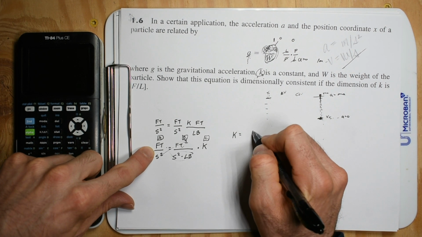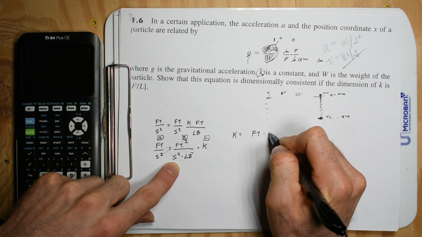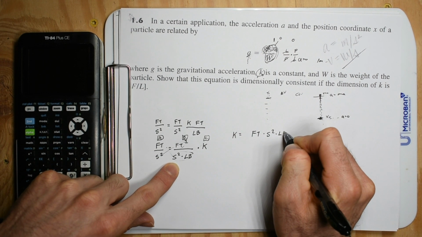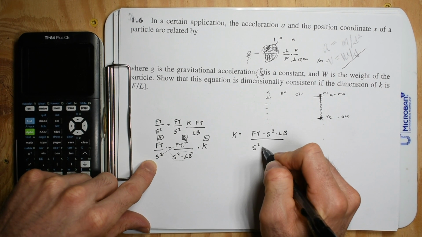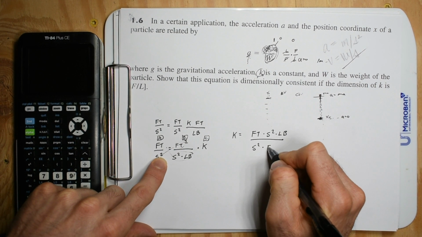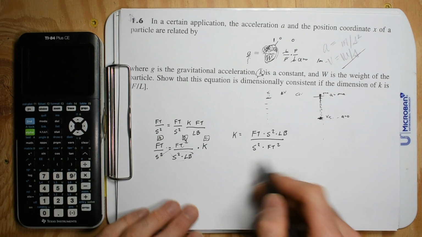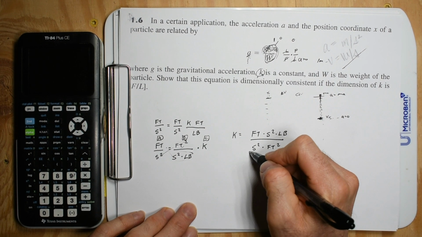So you're going to have k is equal to feet, bring all that stuff upstairs, and then divided by seconds squared, bring all this downstairs, feet squared. Now you can just easily start canceling stuff.